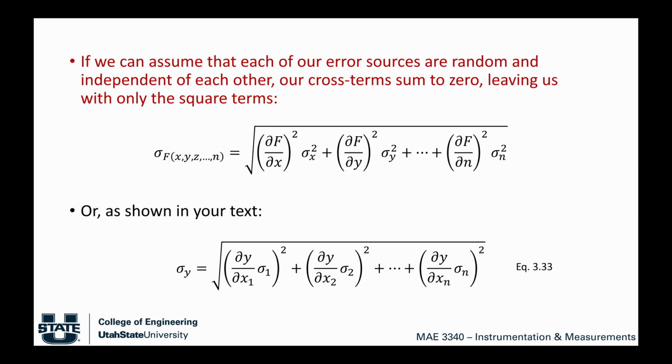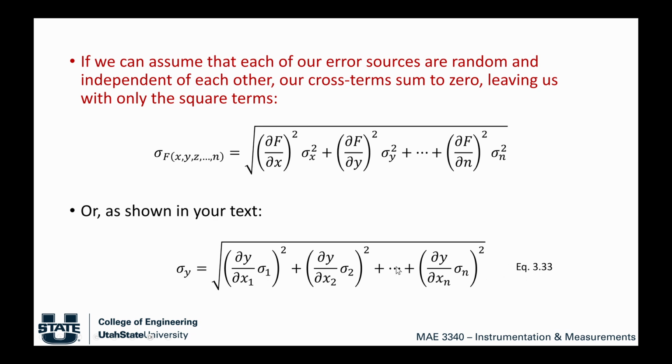Now, very often that's the case, not every single time. So there are going to be times, if you are doing fundamental research, where you can't employ this assumption and have those cross terms go away. You'll have to actually deal with those cross terms. But for the most part, as long as those error sources are random and independent of one another, those cross terms go to zero. And so this equation right here is what's shown in the text, equation 3.33.